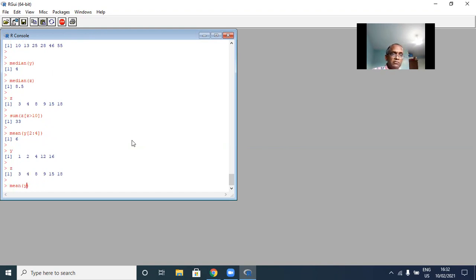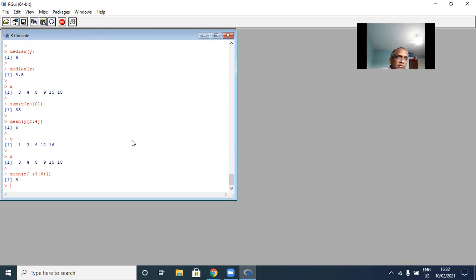Next is the mean of Z, excluding the data points from the fourth position to the sixth position. This is what you get, because now if you exclude the data points from the 4 to 6, which means these 3, if you remove these 3 data points, that's what the minus means. The minus means that you remove the data points from the 4th to the 6th, right? So if you remove these 3, then the average of the first 3 is equal to 5.